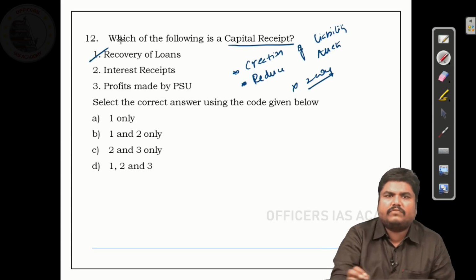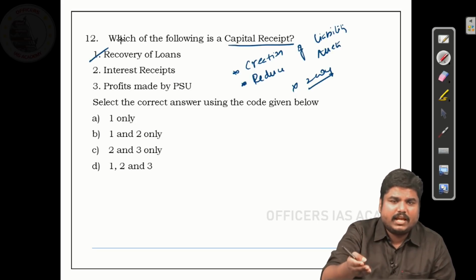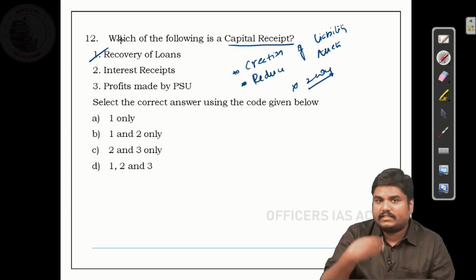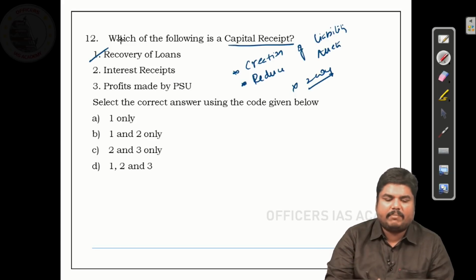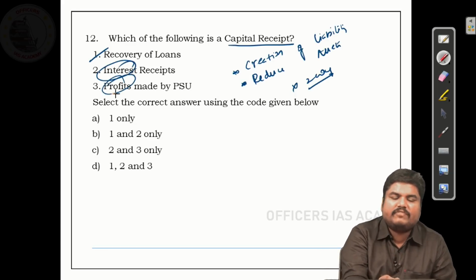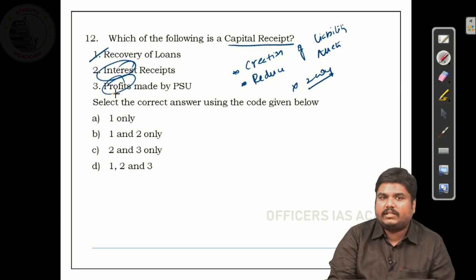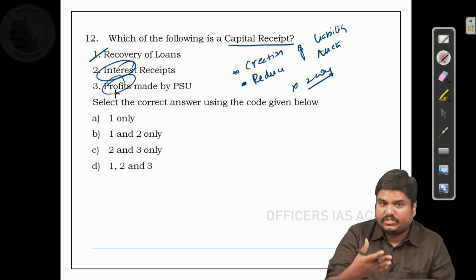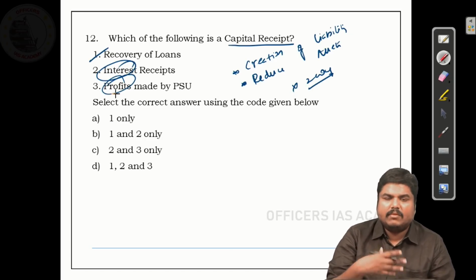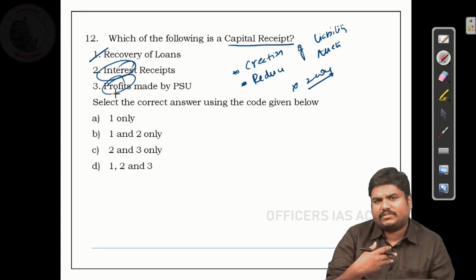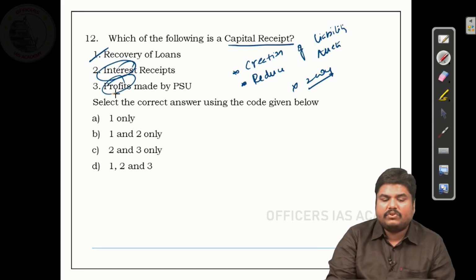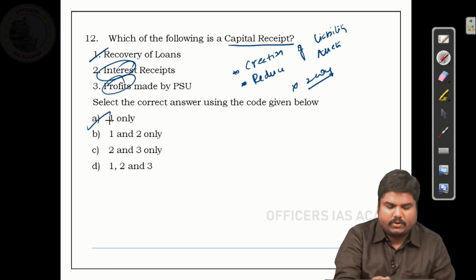So, first one, recovery of loans. You have given loans and that loan you are recovering. So, definitely there is a two-way transaction, that is a part of capital receipt. Interest and profits come under the revenue component, not under the capital component. Interest which you receive is a one-way transaction. Profits made by PSU is a one-way transaction. So, those will come under the revenue component. 2 and 3 will not come under the capital receipt, right. So, recovery of loans is the only correct option given. So, the answer is going to be A, 1 only.